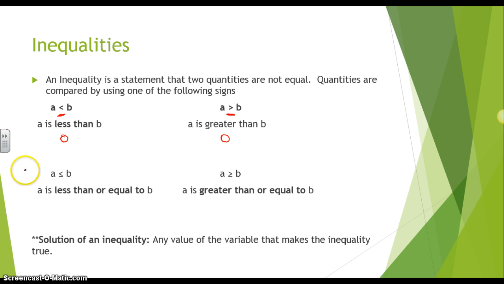We also have what's called A is less than or equal to B, or A is greater than or equal to B. Notice these signs have lines underneath. That means it's going to include that value. So A is less than or equal to B. A is greater than or equal to B. And when we're graphing these inequalities, you'll notice in the examples coming up that there will be a shaded in circle when we graph it.